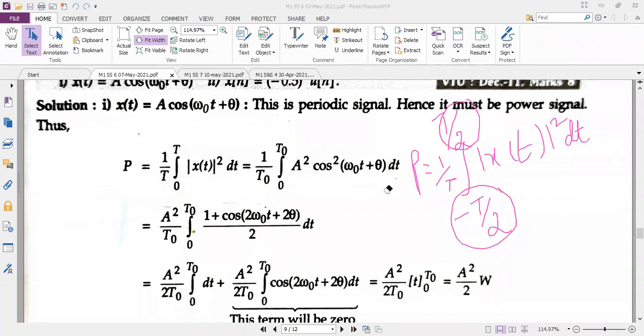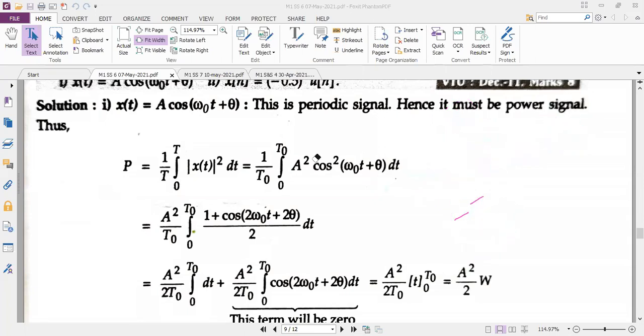You are not solving this now; you can solve it later. I'm just teaching you. So x of t, what is the expression given here? This is the expression: A square, cos square theta. Cos square theta you cannot integrate directly, so cos square theta is equal to (1 plus cos 2 theta) divided by 2.